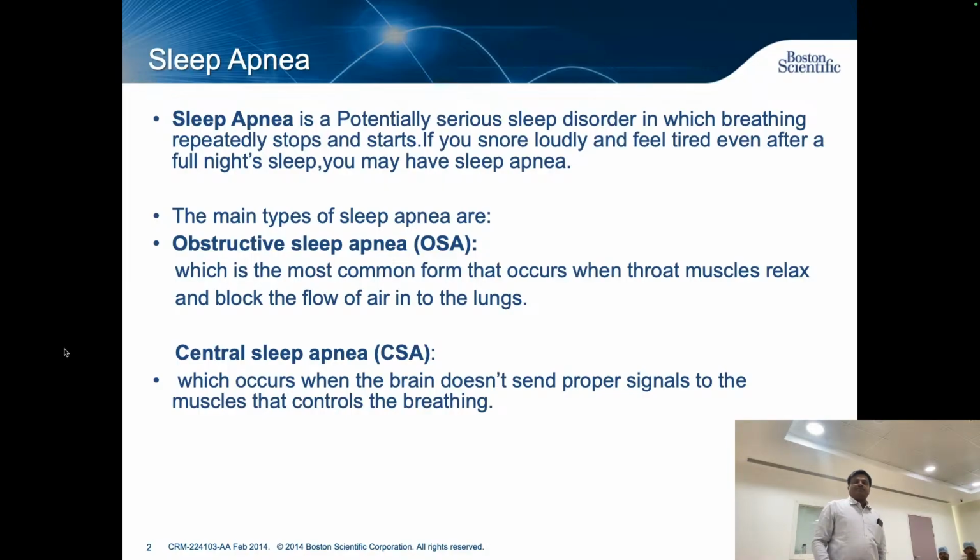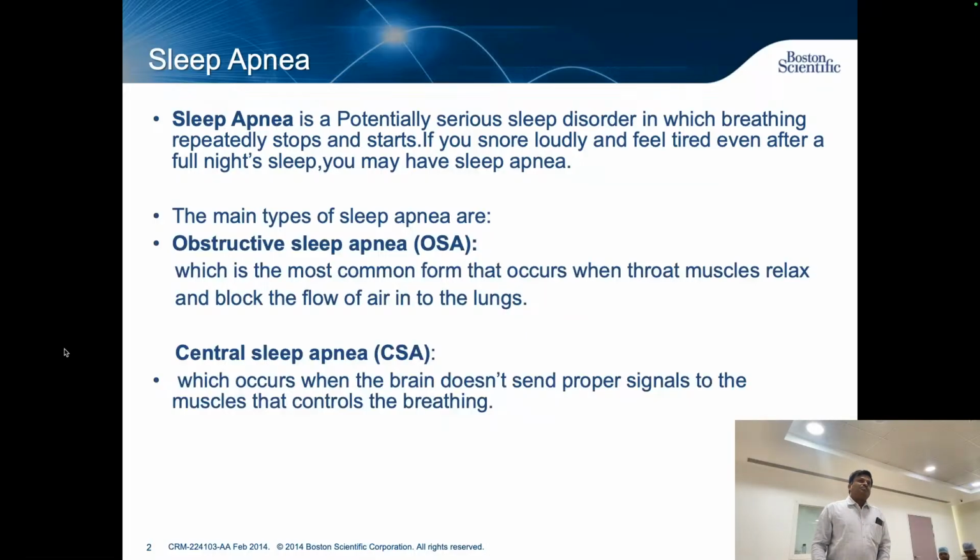Sleep apnea is a potentially serious sleep disorder in which breathing repeatedly stops and starts. If you snore loudly, that means you have some kind of apnea concern. If you feel tired even after a full night's sleep, you may have sleep apnea. There is a high possibility. You may feel that you slept well last night, but if you feel tired when you wake up, there is a high possibility that you had a sleep apnea issue.